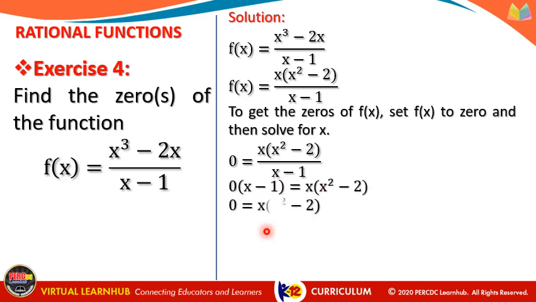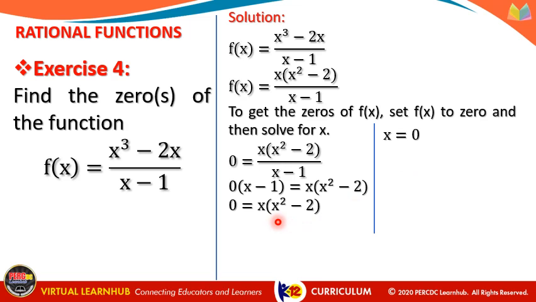The left side will become 0. Since naka-factor out naman na yung right side, then, ang gawin na lang natin, bawat factors, i-equate na lang natin sa 0. So, unahin natin yung x. X equals 0. Tapos na. Ito na yung isa sa mga roots natin.